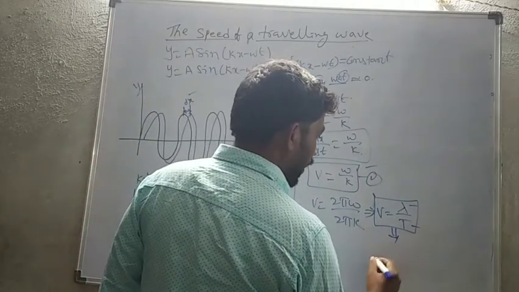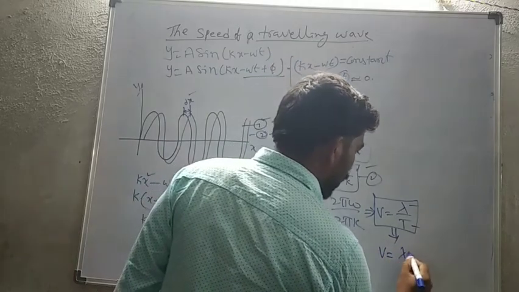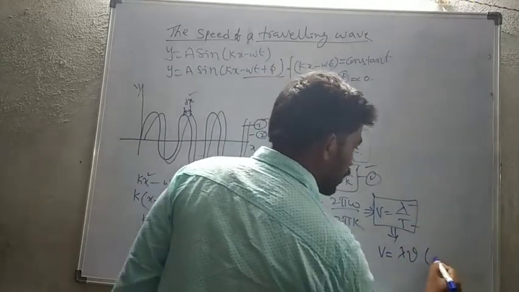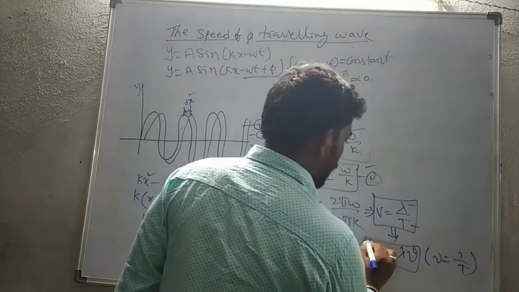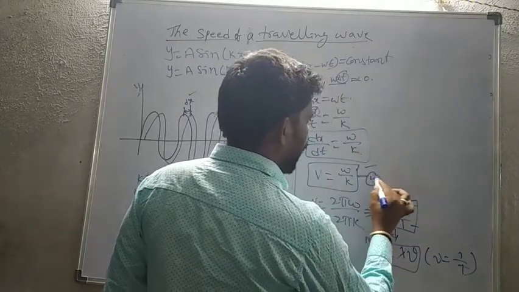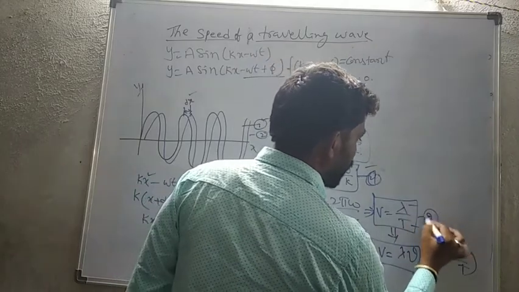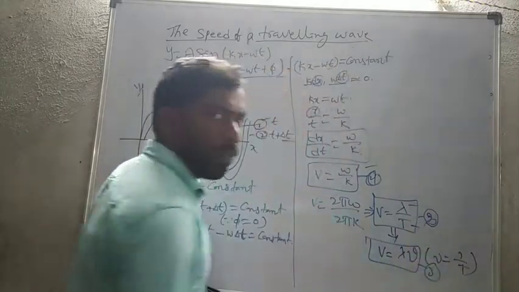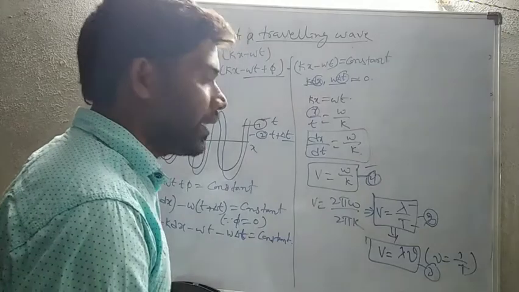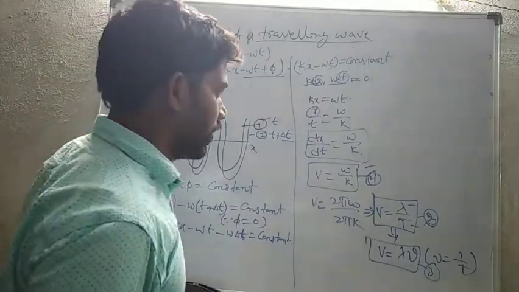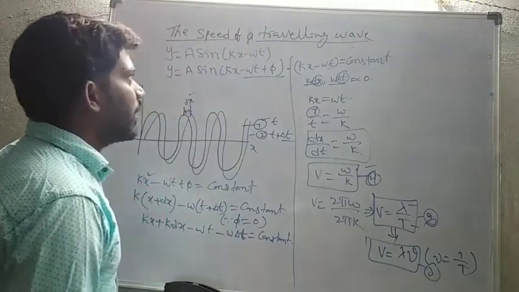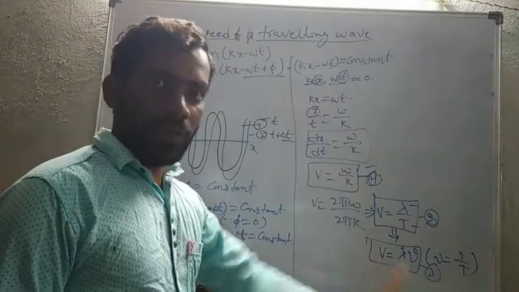This one is written as v equal to lambda times nu, because nu equal to 1 by T. These are three forms. The first, second, and third are all important. Please remember them for solving problems in the next classes. This is the speed of a traveling wave.